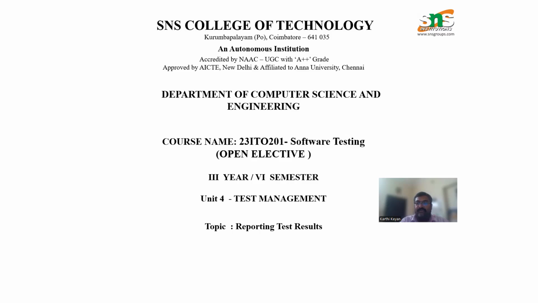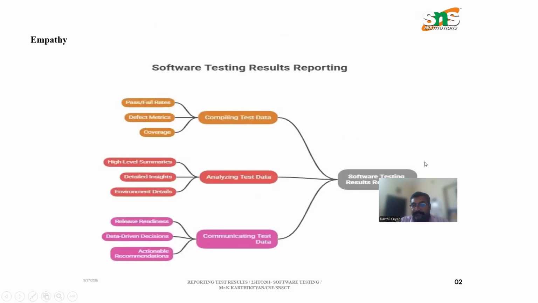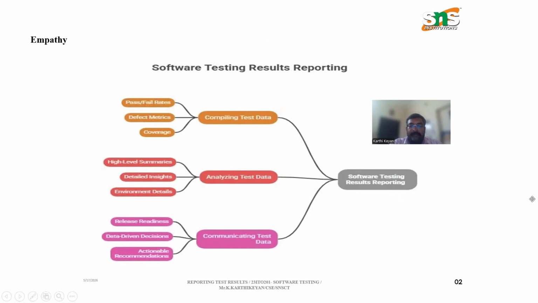So let's go to the next one. This is a software testing report. First, compiling test data, and second, analyzing test data and communicating test data. First, compiling test data: whether the product passes or fails, and if there are any defects in the area, find the defects and give a solution, or analyze our feedback and give it to the same department to rectify and run one more process.